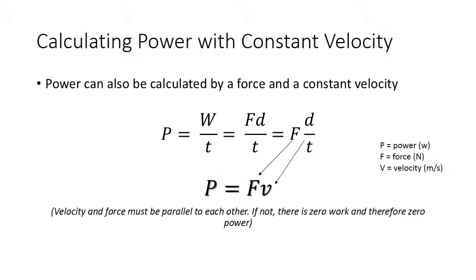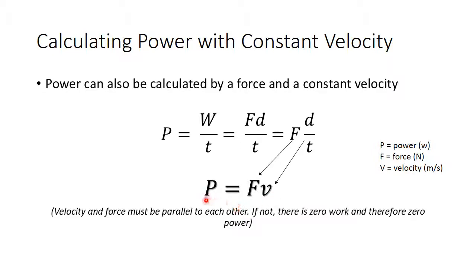Calculating power with a constant velocity. We can also calculate power by a force and a constant velocity. So let's look back to our equation. We know power equals work divided by the time. We can substitute in force times distance for work. And now when we split this up, we see it equals force times the distance divided by time. And that distance divided by time is the same as the velocity.